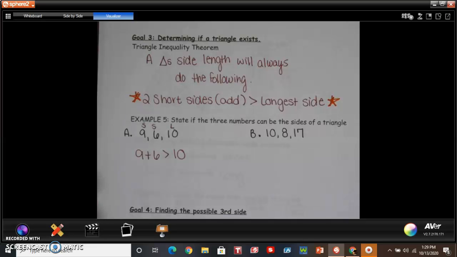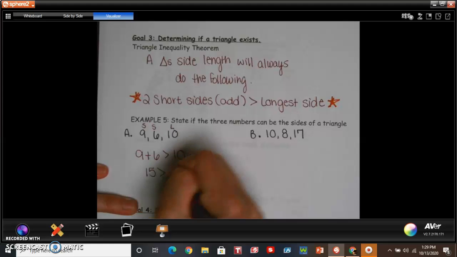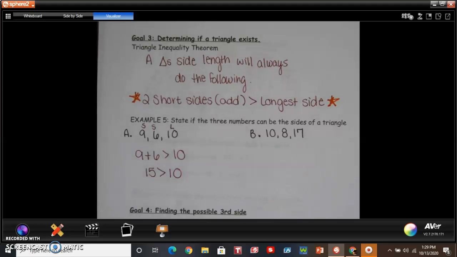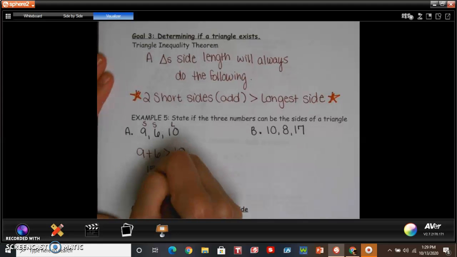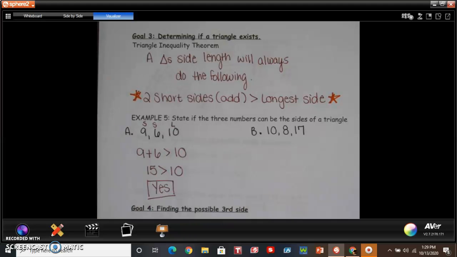15, I do believe. Let me check my math. I've been doing this all day and I'm kind of tired. Okay, here we go. Yep. Is 15 greater than 10? Yes, it is. So yes, that is a triangle.